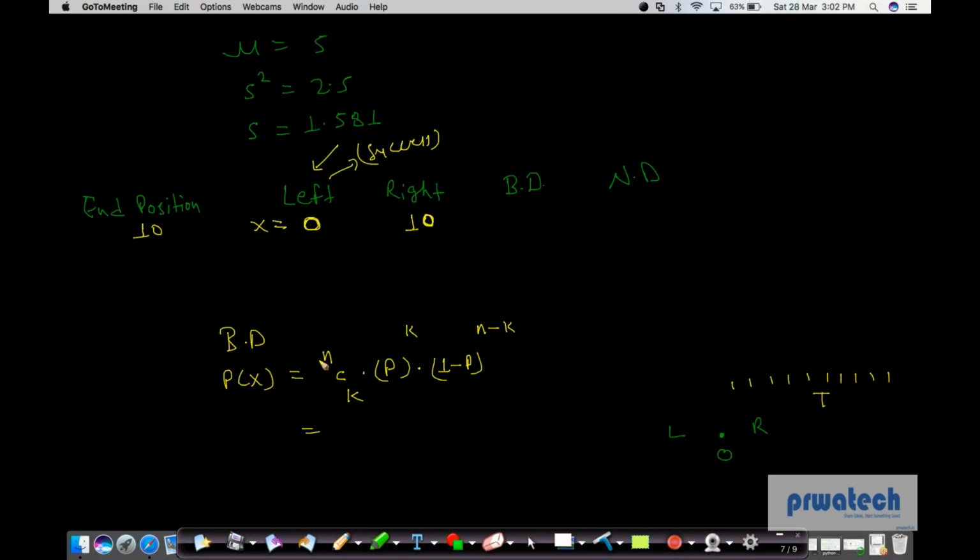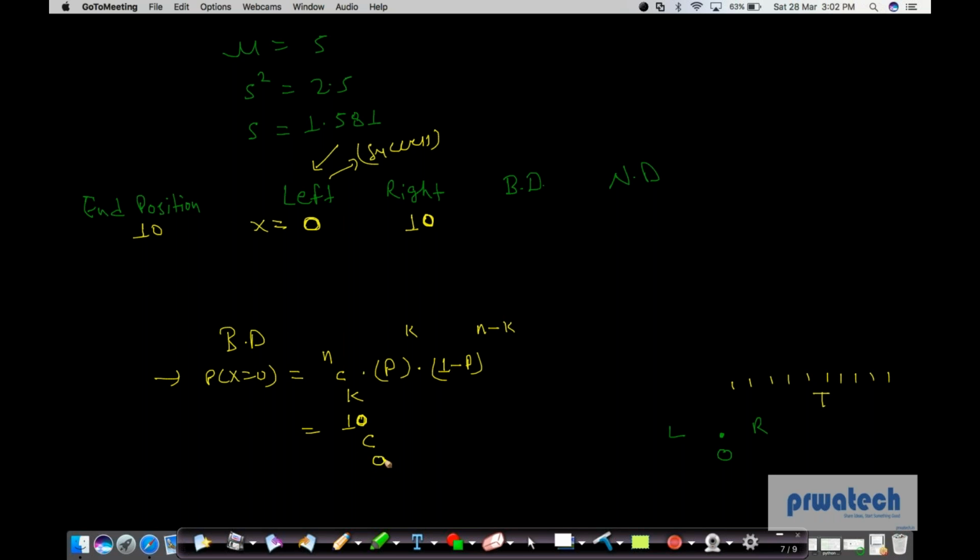So what is your value of n? n is total 10. I flip the coin 10 times. My number of trials is 10. And how many times am I getting left, as in how many times am I getting head? I'm getting head 0 times. So can I say this is 10C0? Can I say x is equal to 0? This is what I'm finding.